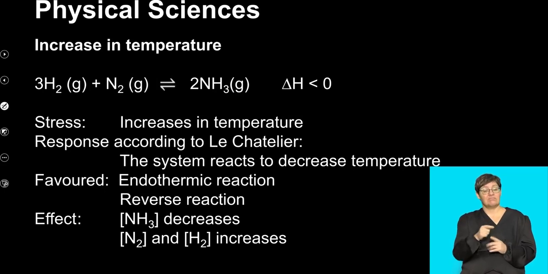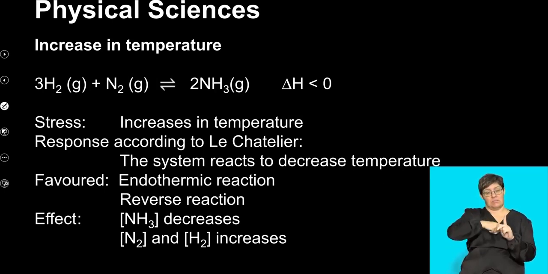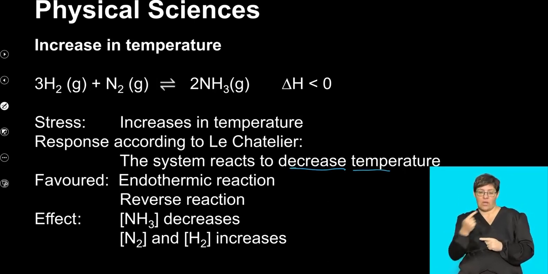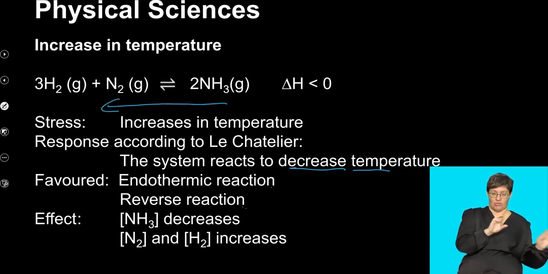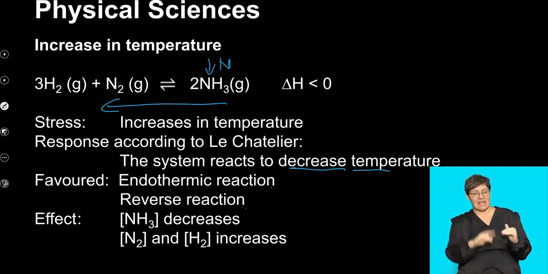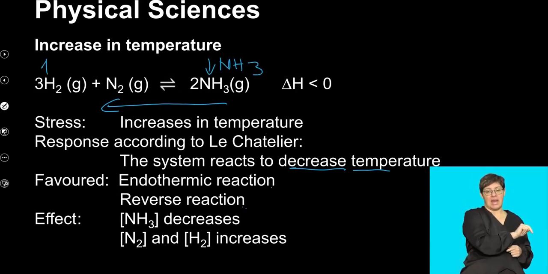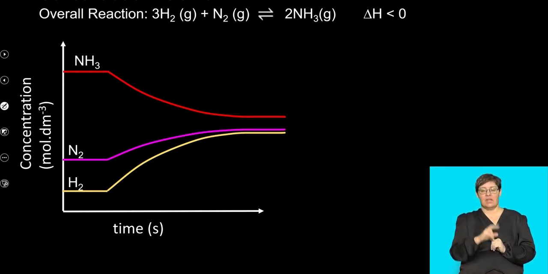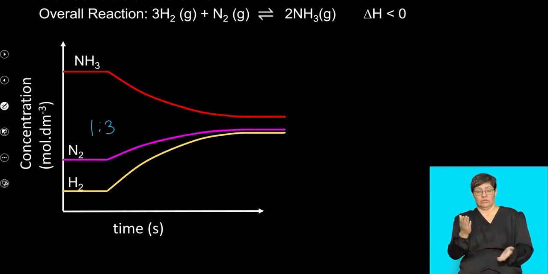What is the stress? According to Le Chatelier, it's an increase in temperature. The system will react to decrease the temperature by favoring the endothermic reaction. In this case, our endothermic reaction is the reverse reaction, meaning we will have less NH3 and more N2 and H2. How will that look on our graph? On our graph, we will see our NH3 is used up, our N2 is becoming more, and our H2 also becomes more. Remember, we have a 1:3 ratio.